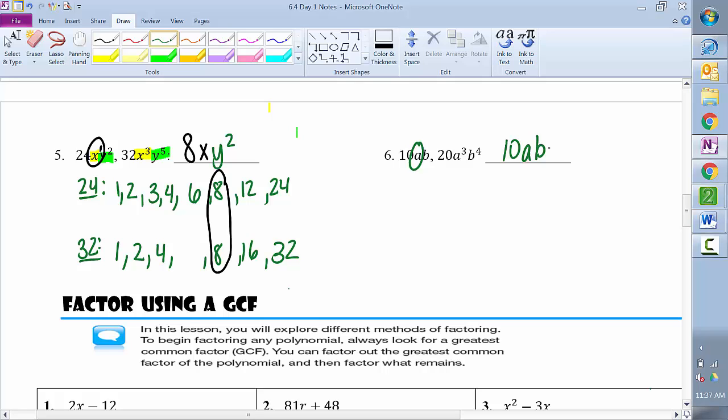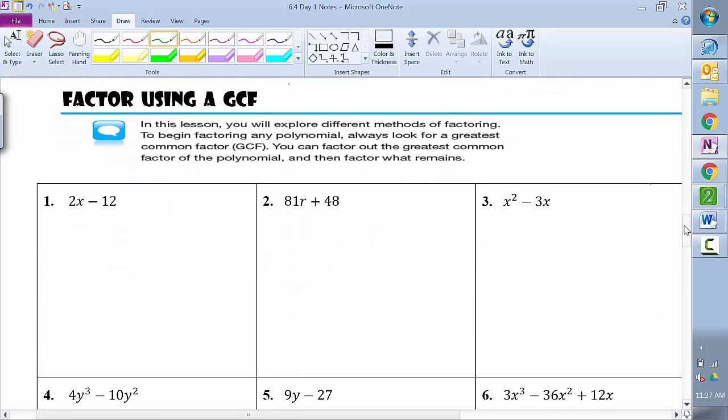This might not seem like a review, but it is review from last year. This whole entire day. Okay, here we go. It says, in this lesson, you will be exploring different methods to factor. We're going to be taking 7 days on factoring because I want to take it slow, and Ms. Hurd and I both feel that factoring is probably one of the biggest things that you need to take away. Yes, 7 days.